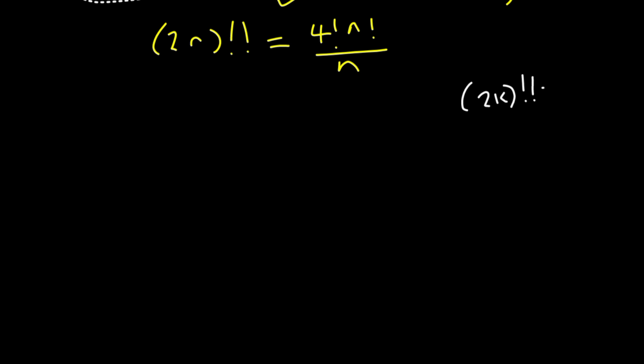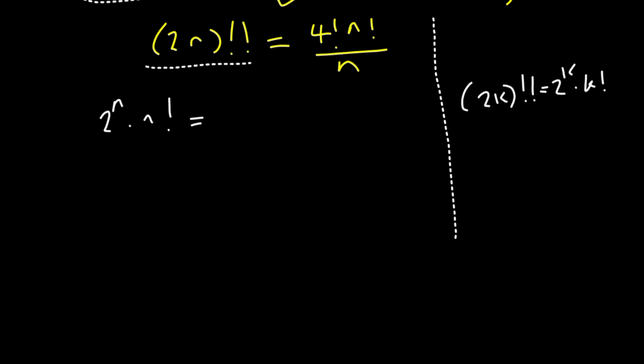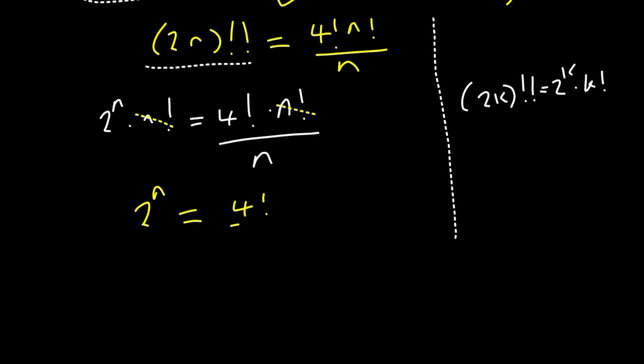Now we're going to be using this exact same relation to solve our equation. So let's write the equation out once again. We have 4 factorial then n factorial all over n. And our relation 2k double factorial equals 2 to the power of k times k factorial. So we're going to be using that on this. Therefore, we can rewrite 2n double factorial as 2 to the power of n times n factorial equals 4 factorial times n factorial all over n. N factorial cannot equal 0, so we can just go ahead and cancel them out, and our equation will be reduced to this all over n.